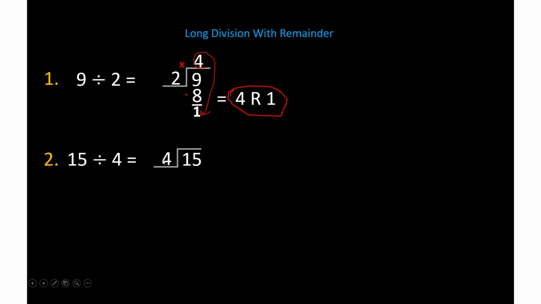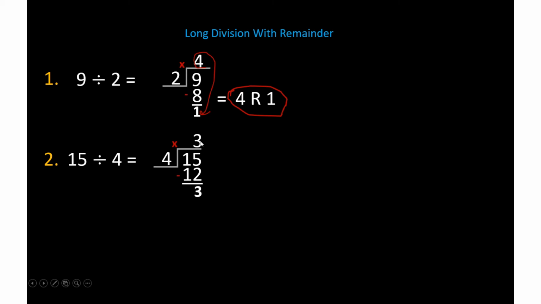15 divided by 4. How many 4s are there in 15? We have 3 4s, and the 3 4s will sum up to 12. We know that by multiplying 3 times 4, which is 12. Now, our remainder, 15 minus 12 equals 3. We go gradually. 5 minus 2 is 3. 1 minus 1 is 0. So our remainder is 3.